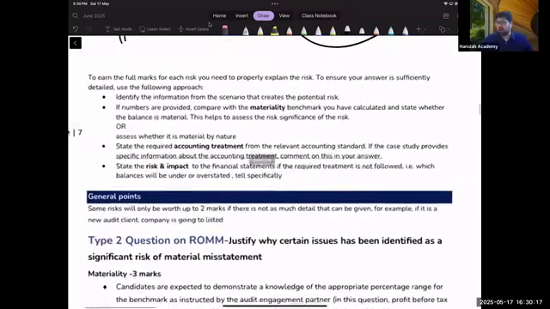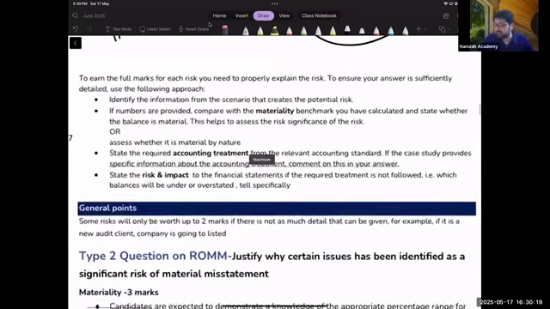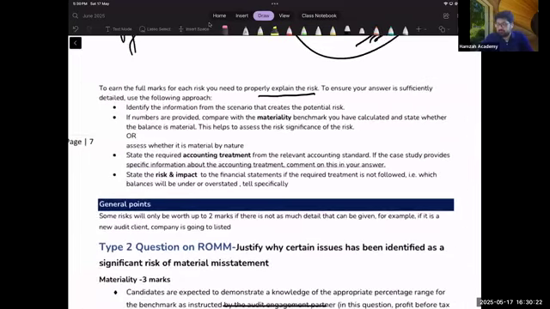To earn the full marks, you need to properly explain the risk. What you need to do? Identify information from the scenario that creates the potential risk. If numbers are provided, compare. So start with materiality, M: materiality of the issue. Compare it with the benchmark. It is more than that or lower than that. This helps to assess the significance of the risk.